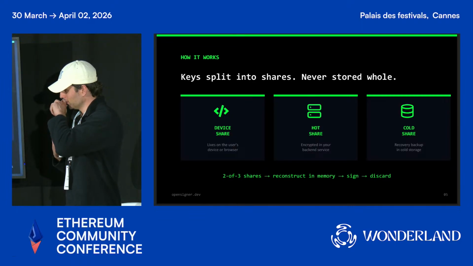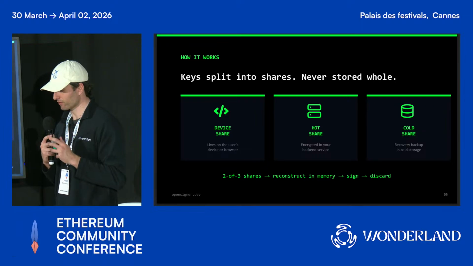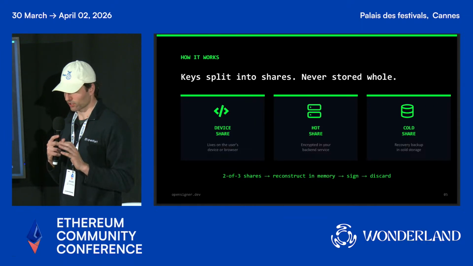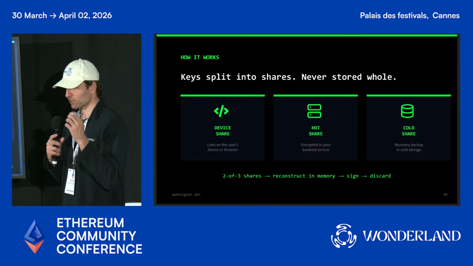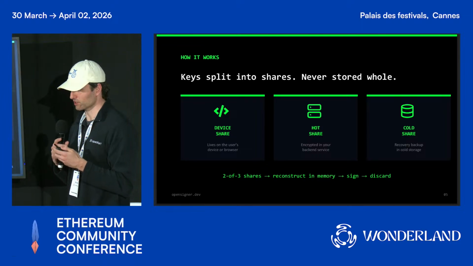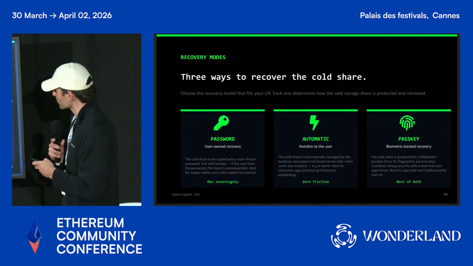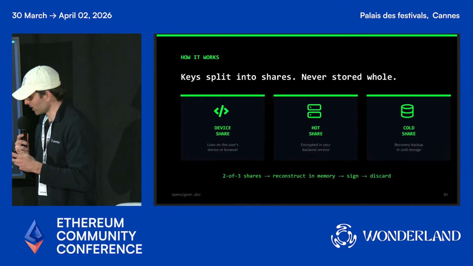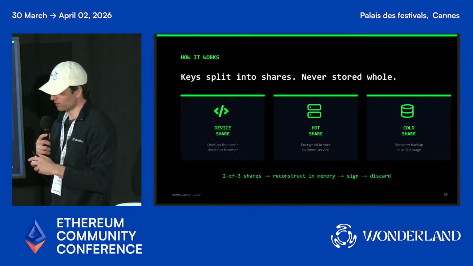All right. So the way that OpenSigner works is that we have different components. Obviously you can self-host, and we're going to get into this. But first, it's the iframe. This is basically where the private key is created and split. And then that split of the private key is stored in three different components.